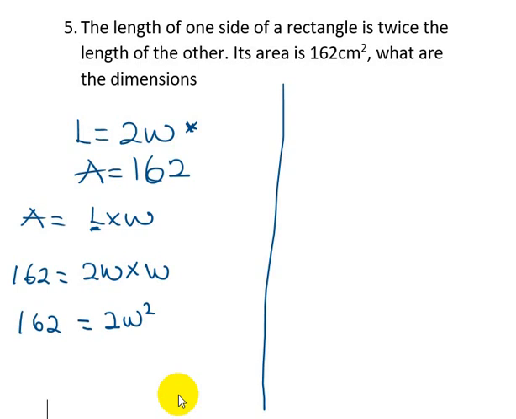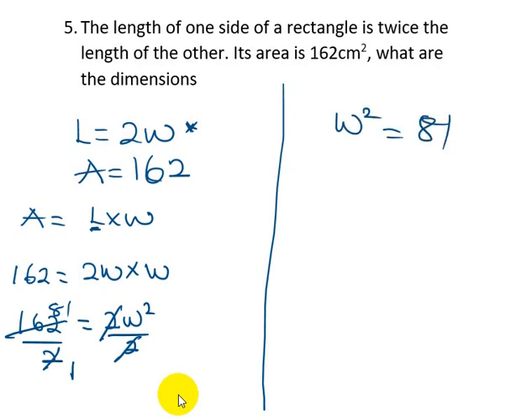Now what do we do? We divide here by 2 and divide here also by 2. So 2 and 2 will cancel out. Now 2 goes into 162, 81 times. So we are going to get w square being equal to 81. What do we do when we see a square? We square root both sides. So this square root and this square root cancel. We're going to get w being equal to, now the square root of 81 is 9. So the answer is 9.